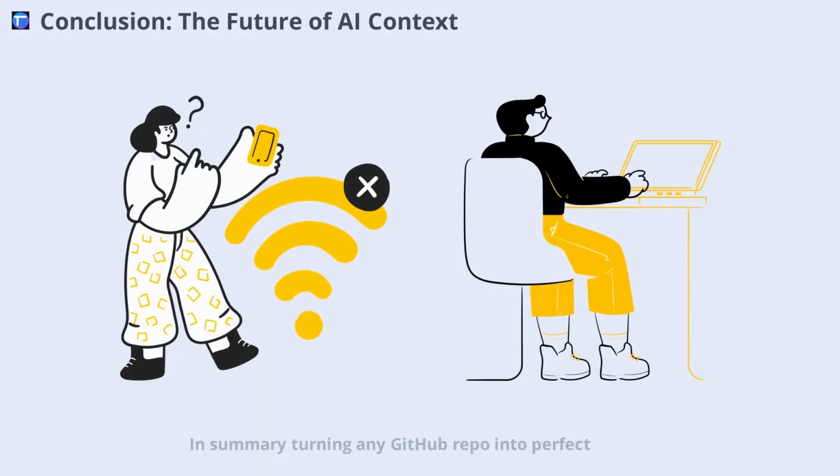In summary, turning any GitHub repo into perfect AI context is now within everyone's reach. With tools like Repomix and OneFileLLM, you can unlock new levels of productivity, flexibility, and collaboration. Whether you're writing documentation, debugging, or building new features, these context files put the power of AI directly in your hands. The future of AI-assisted development is here. Are you ready to take advantage?